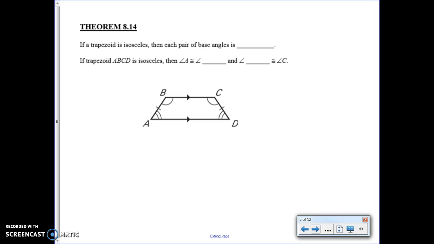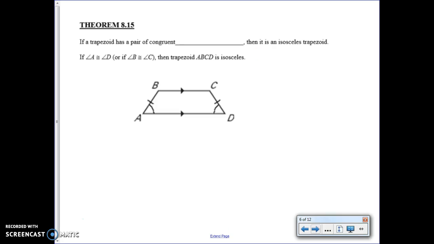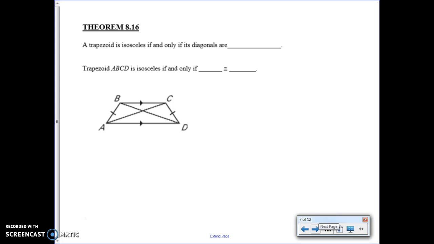If a trapezoid is isosceles, each pair of base angles is congruent to each other. That doesn't mean all four angles are congruent, but we know that angle A would be congruent to angle D, and that angle B would be congruent to angle C. We also know that if a trapezoid has a pair of congruent base angles, we can conclude that it's an isosceles trapezoid. So if either of those pairs of base angles are congruent, we have an isosceles trapezoid.